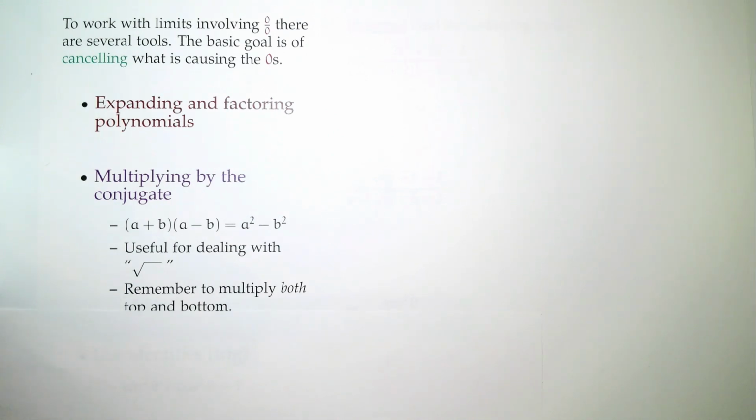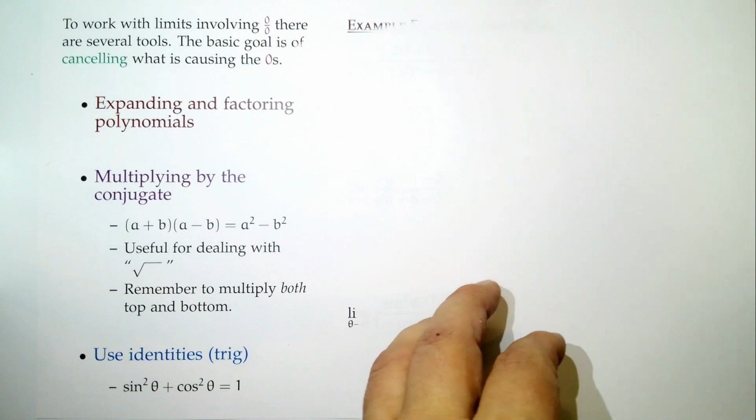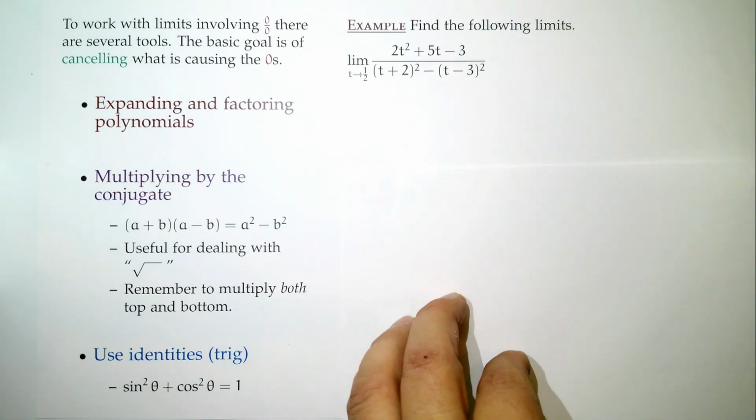The last thing is look for trig identities. One of the most important ones, of course, is sine squared plus cosine squared equals 1. You're not going to need any obscure trig identities. These are all going to be basic trig identities. All right, so let's do some examples.